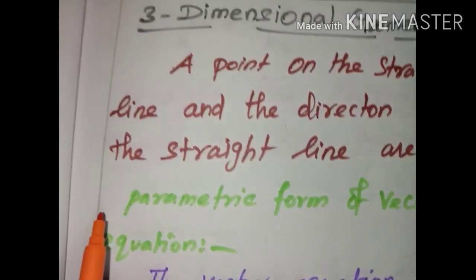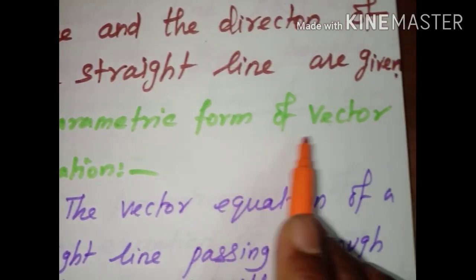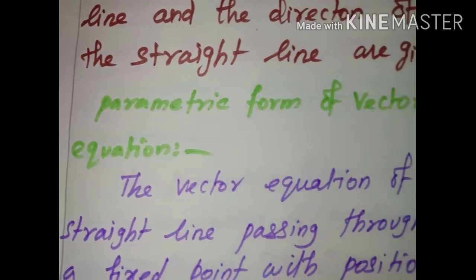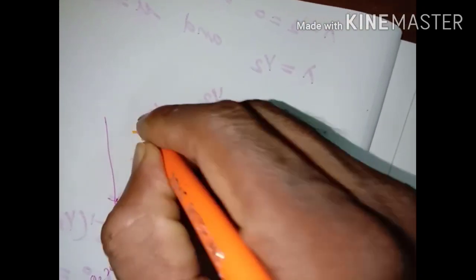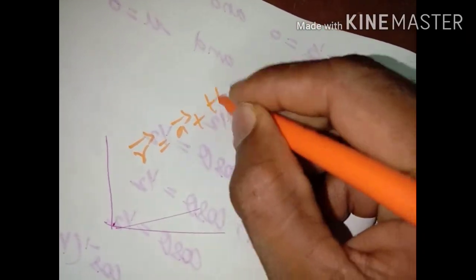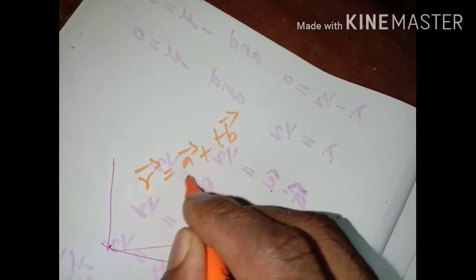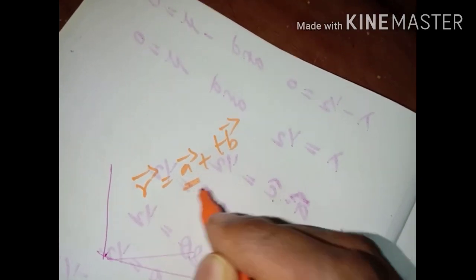So the first point, the parametric form of the vector equation. The vector equation is r vector equal to a vector plus t b vector. A vector is a point and b vector is the direction vector.